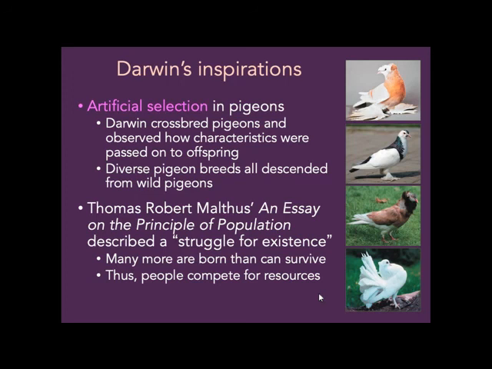Okay, the second inspiration was Thomas Robert Malthus's An Essay on the Principle of Population, and it described that people were basically in a struggle for existence. Many more people were born than could survive, and so people had to compete very seriously for resources. I mean, it's kind of a modern tragedy, and it was a tragedy in Darwin's time as well.